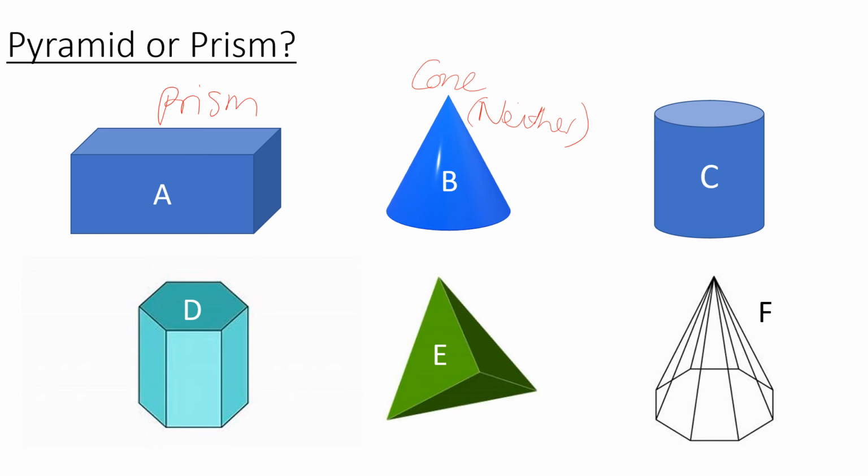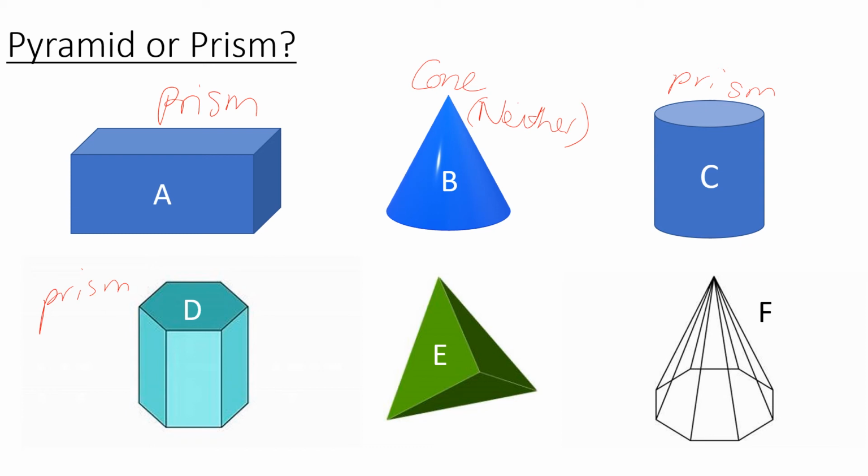That's neither. C, also a prism. It's got two identical ends, in this case, they are circles. D, again a prism. We can see it's got a hexagon on the top, 6 sides, so that would be a hexagonal prism.